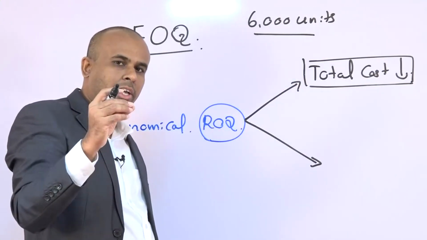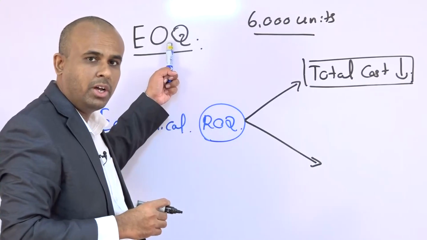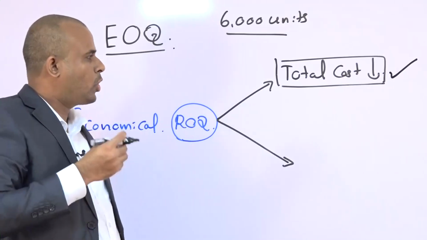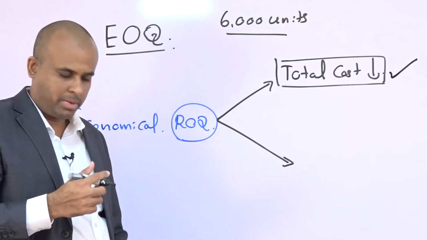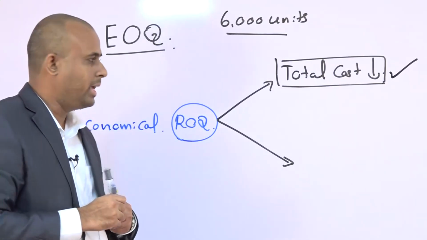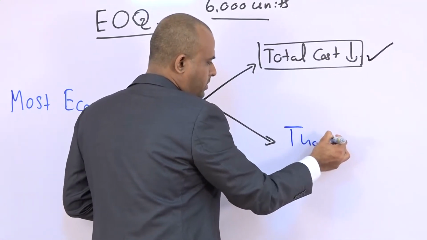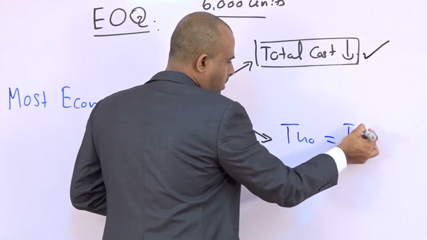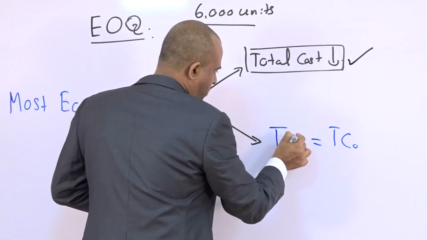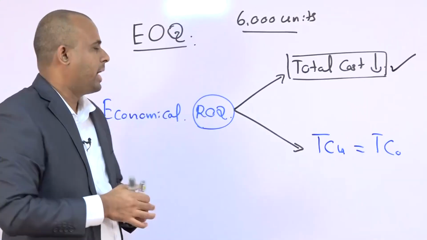If you want to maintain your inventory cost at the minimum point, you need to place the reorder quantity. So one characteristic of the economic order quantity is that your total inventory cost will be minimum. And there is another characteristic, which is that your total holding cost of inventory is equal to the total cost of ordering.